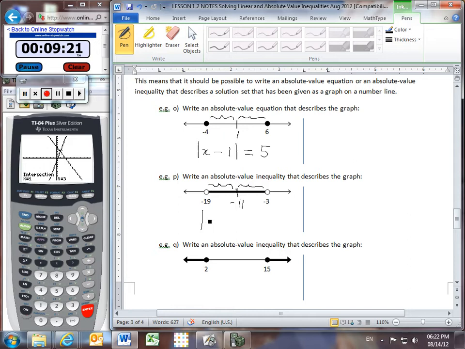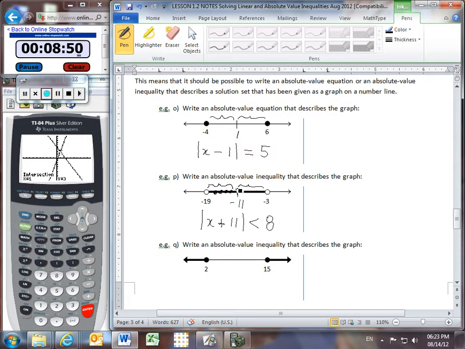So my distance between x and negative 11, so again I'm putting the opposite sign, my distance must be less than 8 units. If I went a full 8 units away, I would no longer be a part of my solution set. So my distance must be less than 8 units away. For example, my solution set includes all of these points, all of whose distance is less than 8 units away from that central point of negative 11.